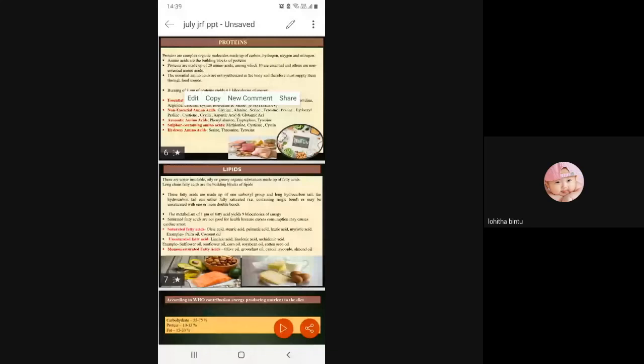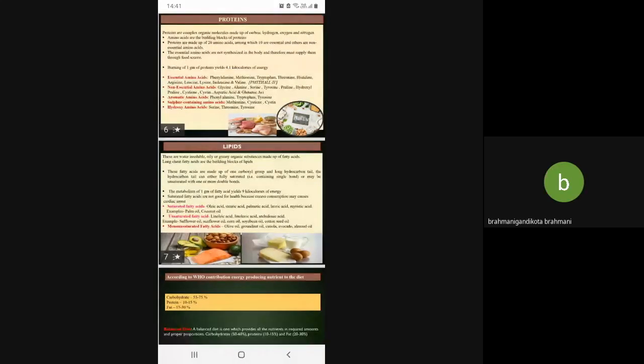Ma'am, oldest method of drying, which method, ma'am? Oldest method means this one only, the sun drying. Sun drying. Most widely used method, ma'am.